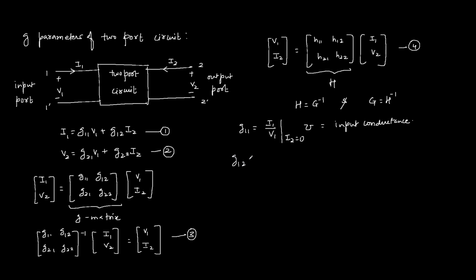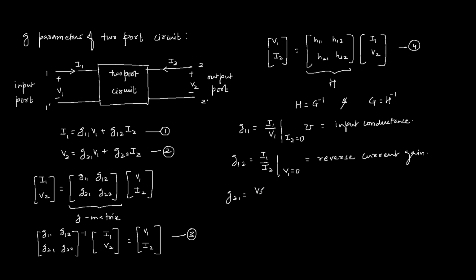Now G12 is I1 over I2 when V1 is 0. V1 is 0 means port 1 is short circuited. It is a unitless quantity because it is the ratio of two currents, and it is called reverse current gain. Why? Because it is the ratio of input current to output current, or current is transferring from the output port to the input port. That's why it is called reverse current gain.